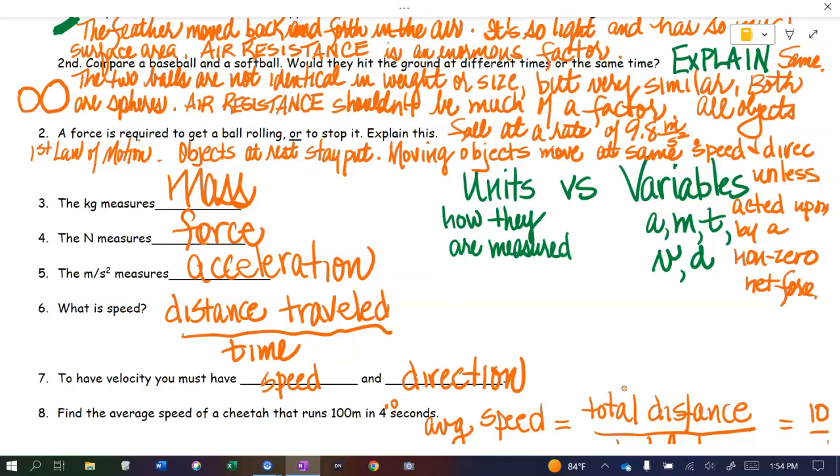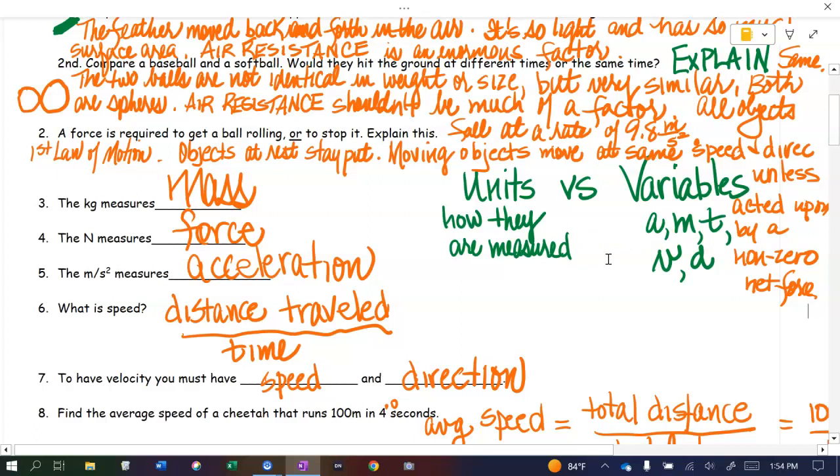Oftentimes there's multiple forces acting on any body. So that's why we say net force. That we might have to figure out, well, what all is acting on this object? Is there more than one force? Is there no force? Is there a net force of 0, is no force then, right?